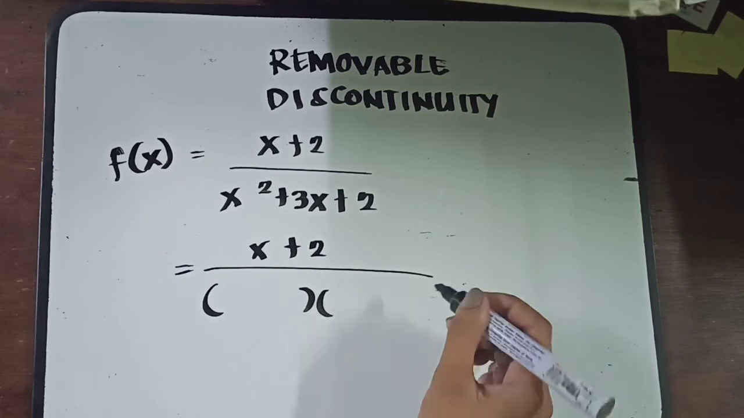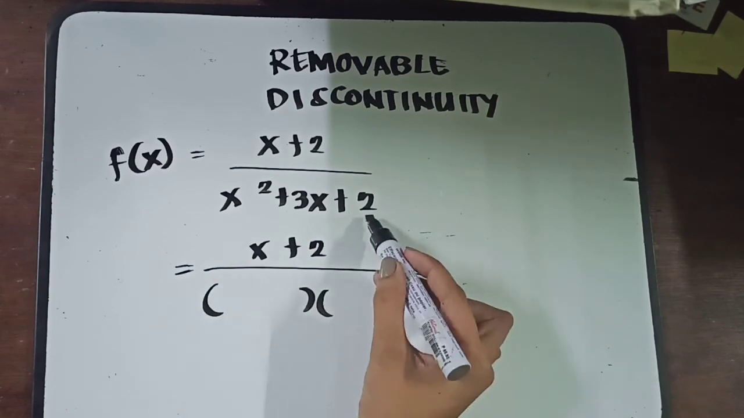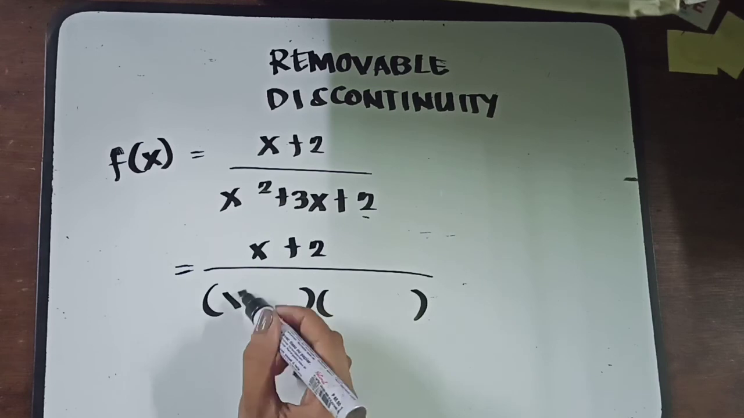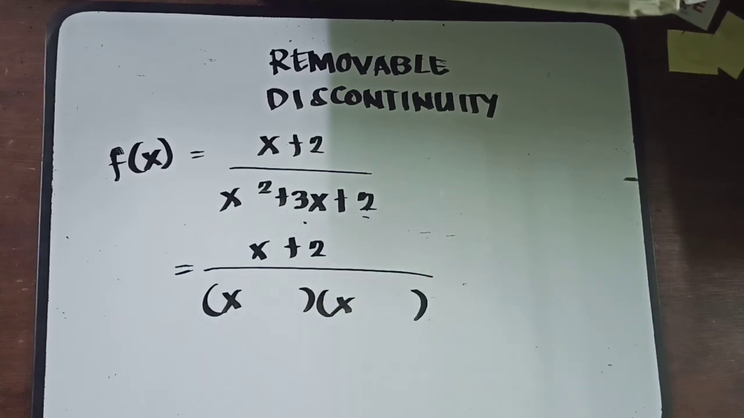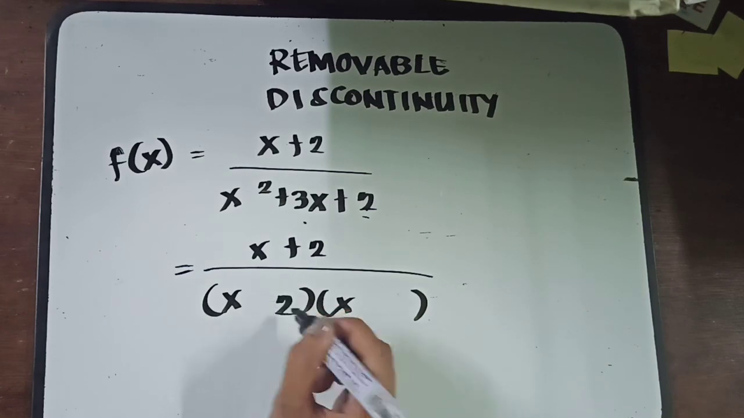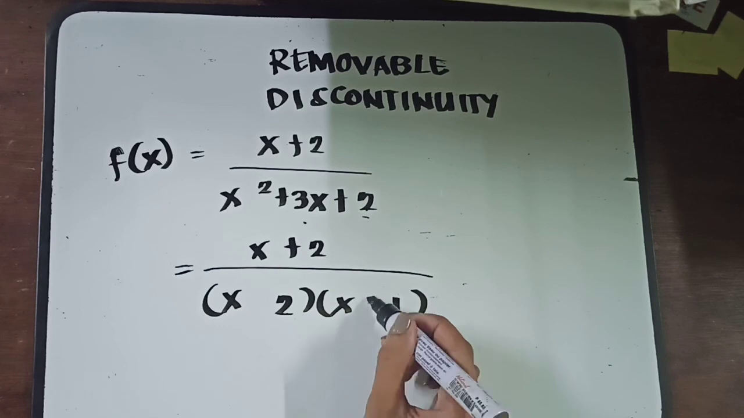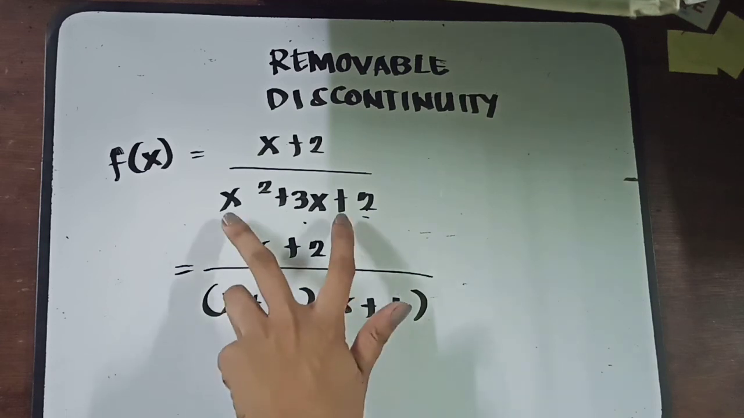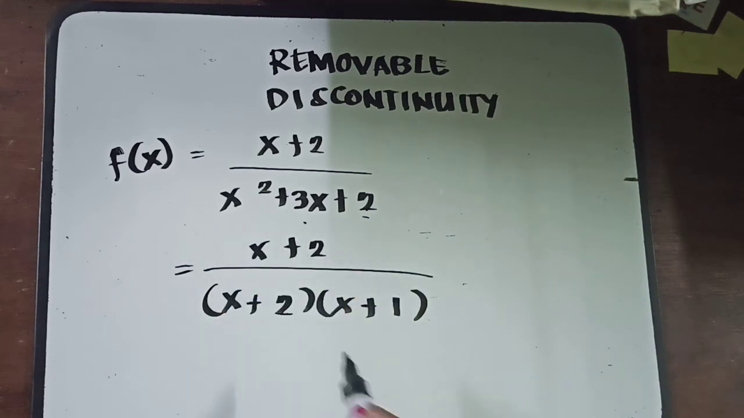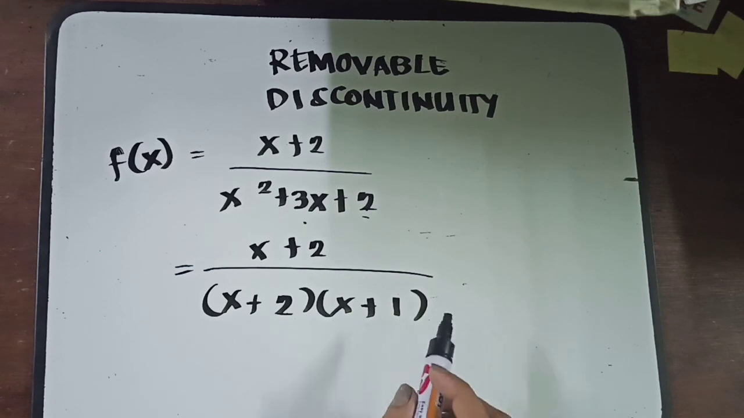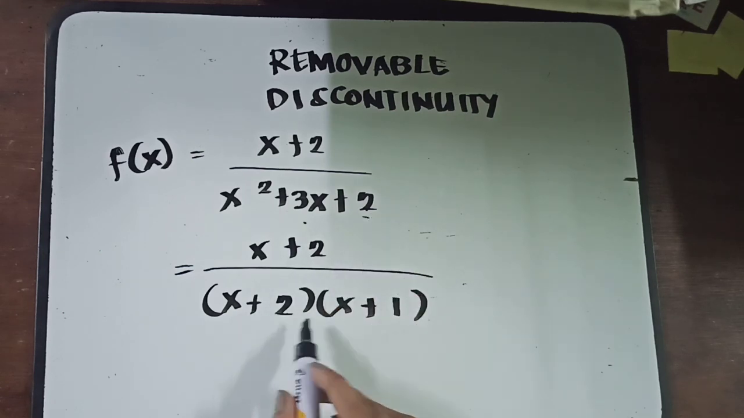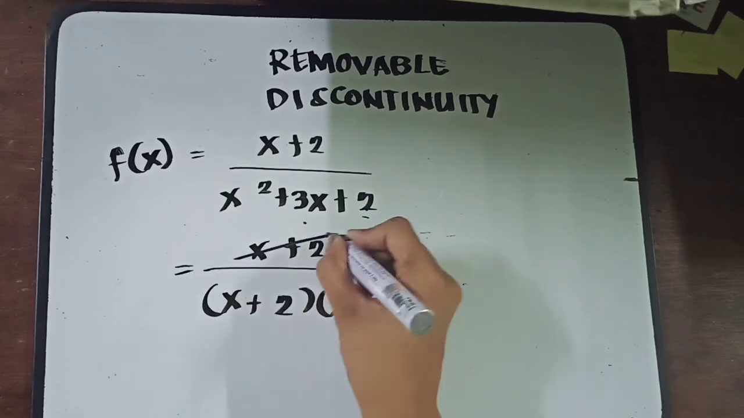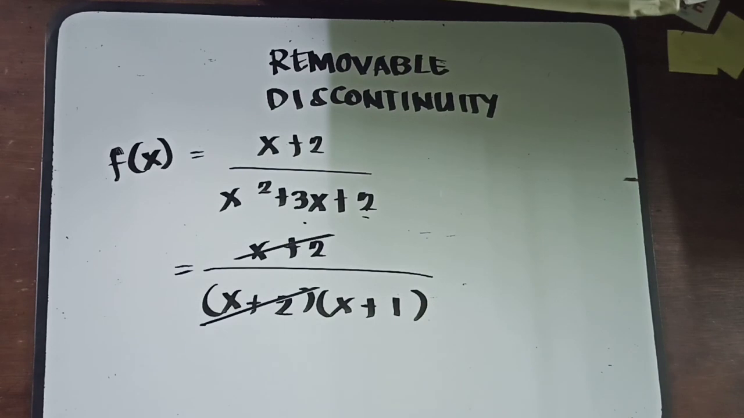Sa pag-factor ng trinomial, dalawang number na pag pinag-multiply, ang sagot is 2. At pag pinag-add, ang sagot is 3. So that is positive 2 and positive 1. Okay, so kapag ginamit nyo ang FOIL method, magka-come up kayo dito sa x squared plus 3x plus 2. So again, positive 2 multiplied by positive 1 is positive 2. Positive 2 plus positive 1 is positive 3. Okay, so pwede kong i-cancel si x plus 2.